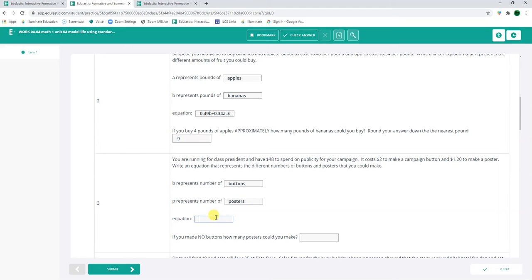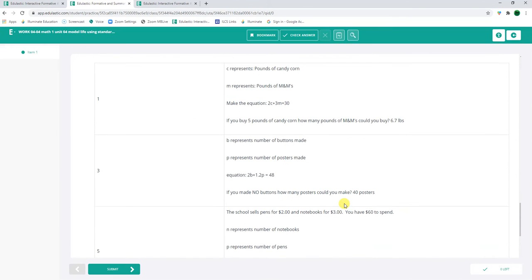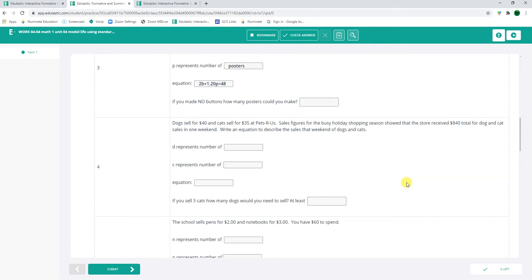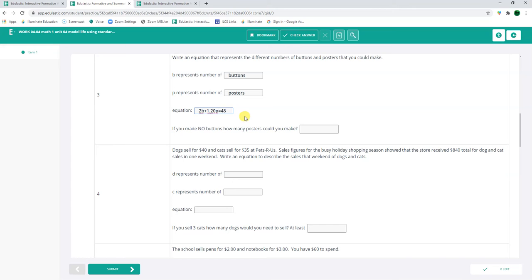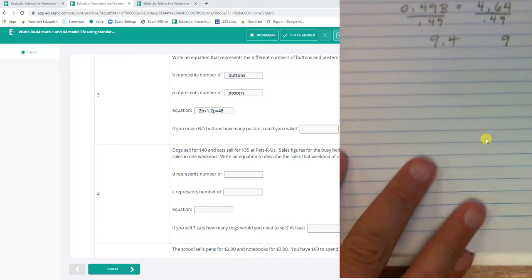Equation is 2 buttons, $1.20 posters equals 48. Scrolling down, let's check it down here. 3 buttons poster. Okay, I put it in as 1.2, so I'm going to drop off the 0 up here. Cool, and now let's use our notebook and answer the next one.